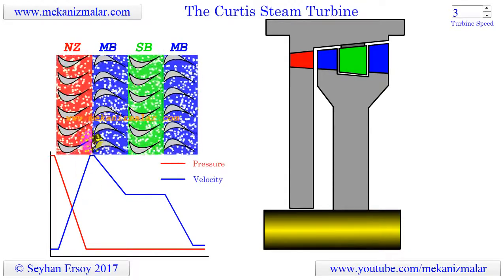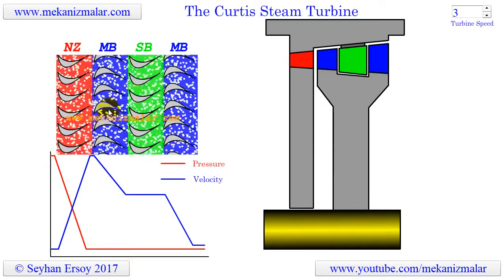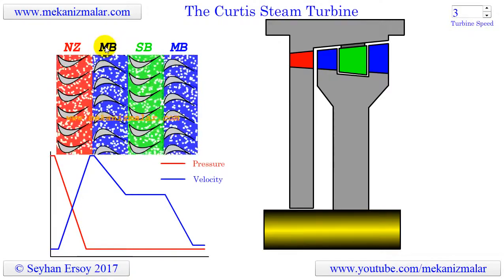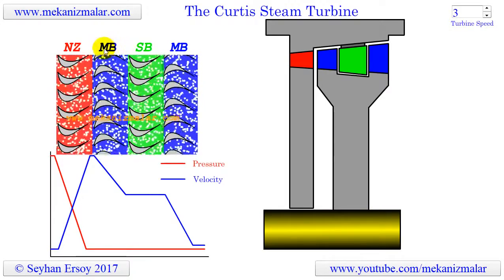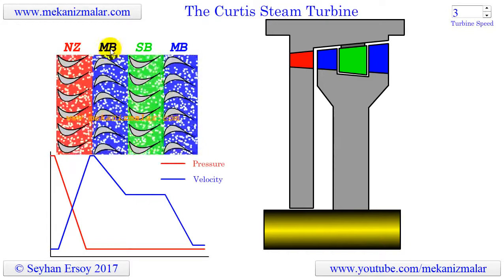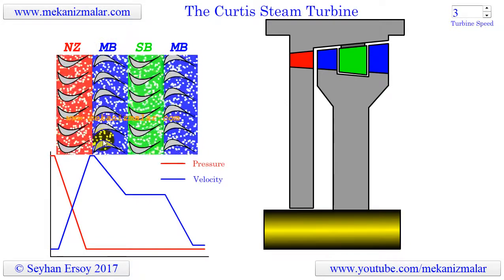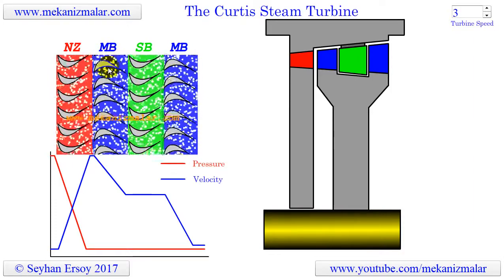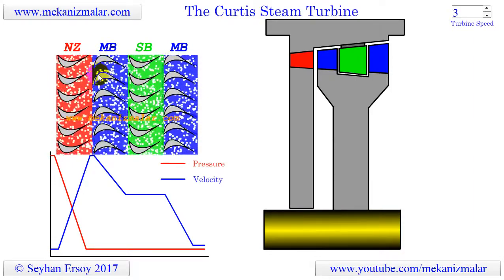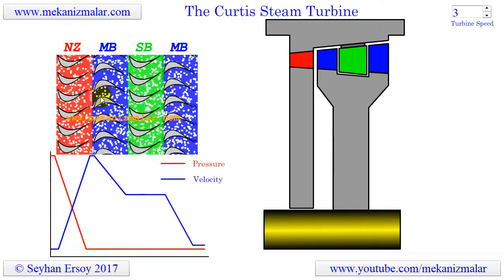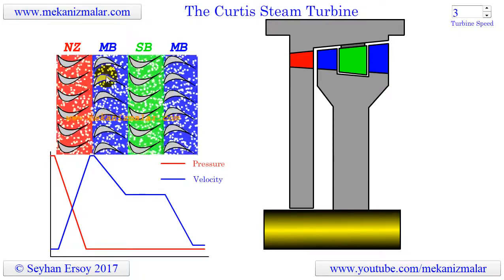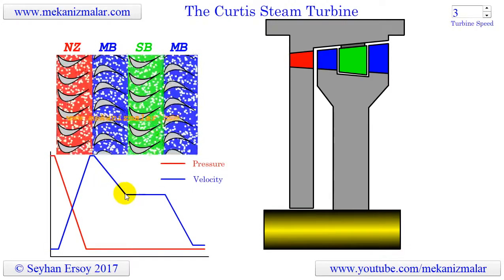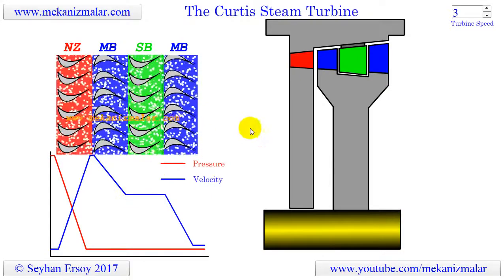The next stage shown with blue color corresponds to the first action stage with moving blades. This stage is indicated by MB. The steam coming with a high speed from the nozzles hits the moving blades and pushes the moving blades forward. During this process, the direction of the steam is changed and kinetic energy of the steam is converted to mechanical energy. As a result, the velocity of steam is reduced in this stage, as can be seen in the plot. The blades in this stage are attached to the rotor of the turbine.